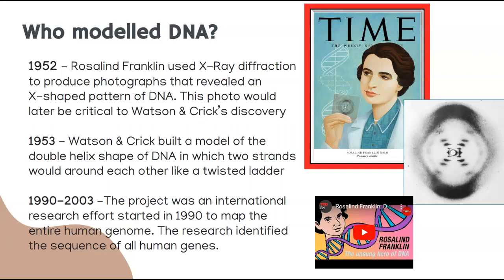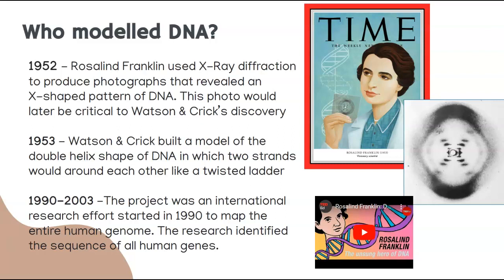Up until that point, nobody knew that it was a double helix shape or how DNA actually looked, and people overcomplicated it, and nobody could actually define the structure of it. Now, Rosalind's picture was super, super important because if it had not happened, then Watson and Crick probably would not have figured out what the shape of DNA is.